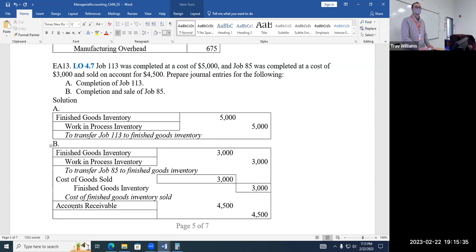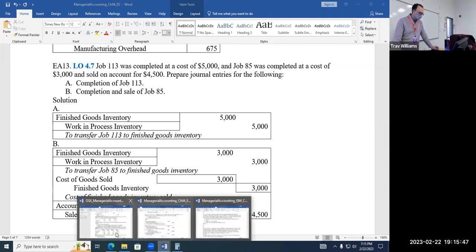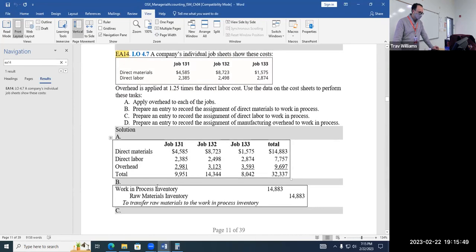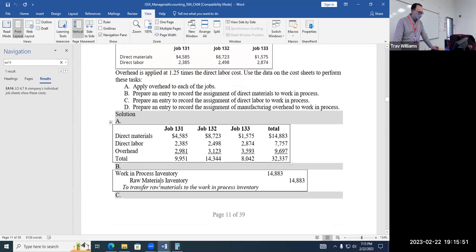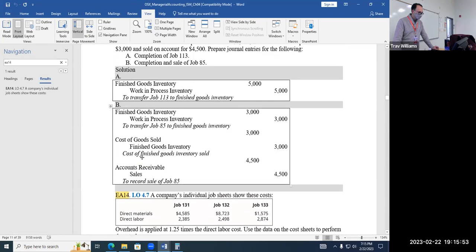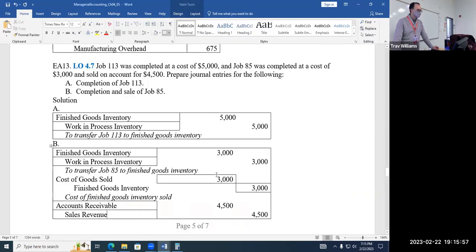That'll come later when they make the payment. At this point, we just made the sale. So we need some sort of revenue. Typically, it's going to be sales revenue. Sometimes it might just be sales. Let's take a look and see what they called it here. Oh, here we are. They just called it sales. So either is fine.